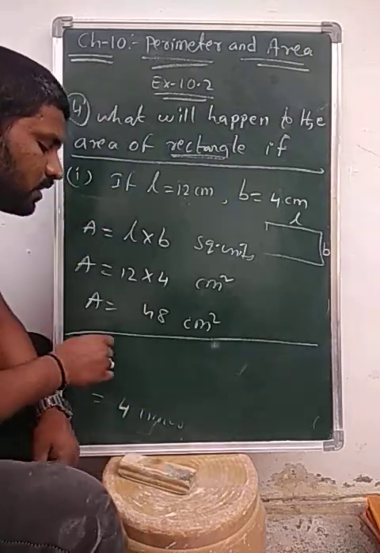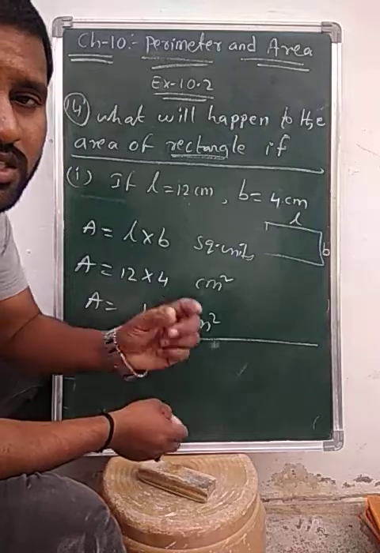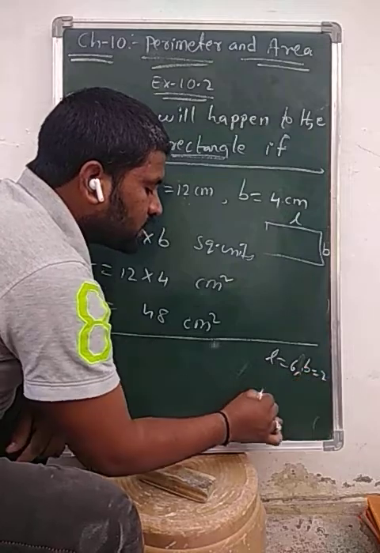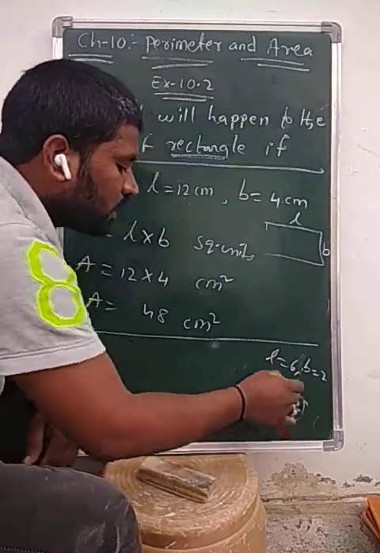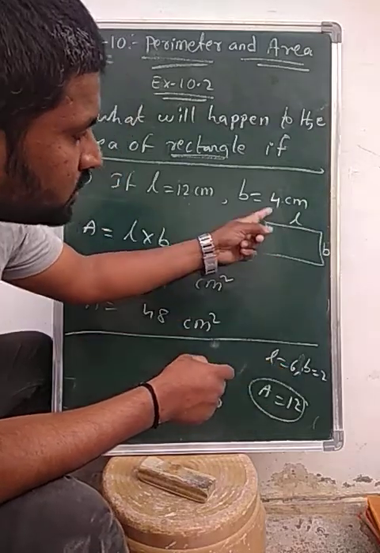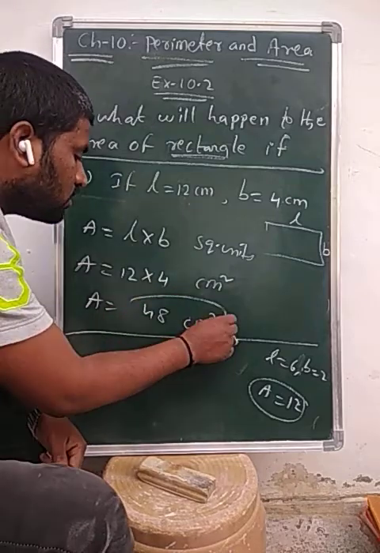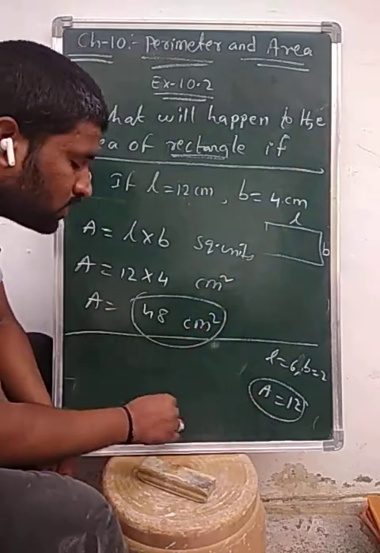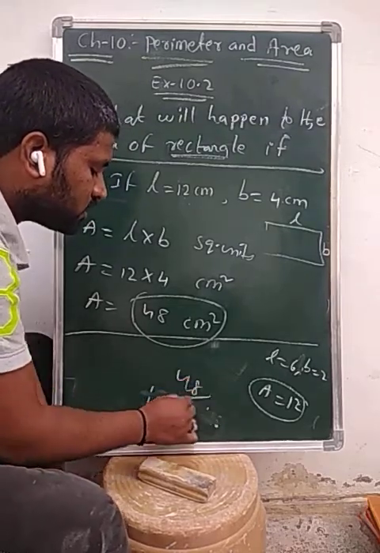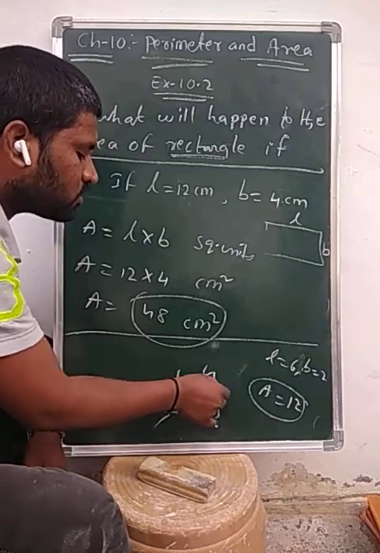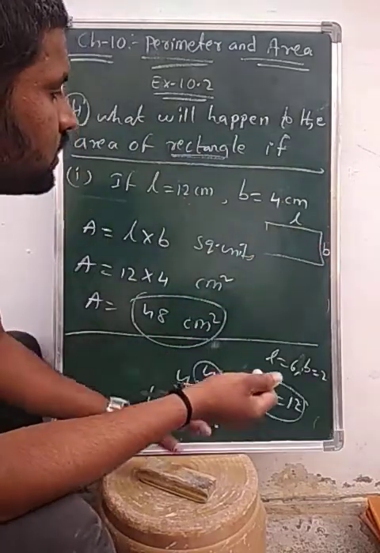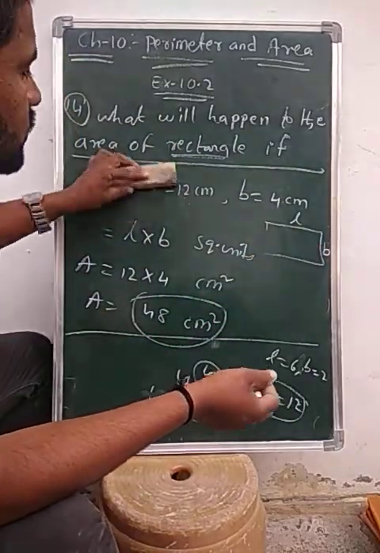Just now we took the length value as 6 and breadth value as 2, and we got area equal to 12. Now if length is doubled, that is 12, and breadth 2 is doubled, that is 4, then area becomes 48. How many times? 12 4s are 48, or 48 divided by 12 is 4. So 4 times its original area. Is it clear? Now in this exercise, only one more question.